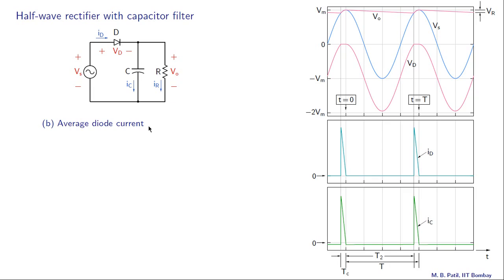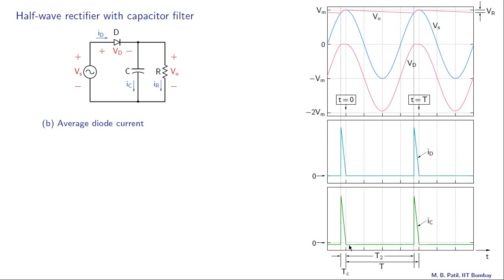Let us now look at the average diode current, and we can use charge conservation to obtain this. Charge conservation requires that the change in Q for the capacitor in one period must be 0. And since IC is dQ/dt, we require the integral of IC over one period to be 0. So let's look at the capacitor current, which is shown here. Now in this interval marked Tc here, the capacitor current is positive, the diode conducts, the capacitor gets charged like that.